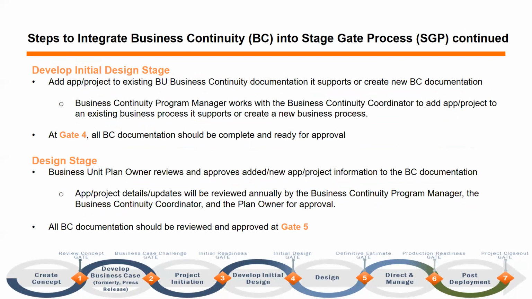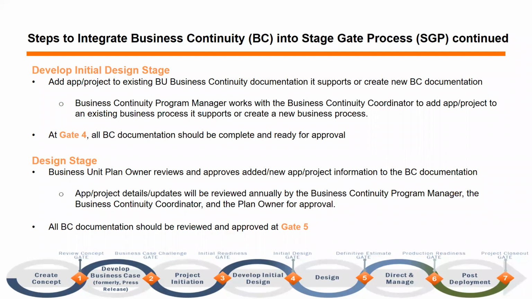And then at the stage gate 4, develop initial design stage, we'll add the application or the project to the existing business continuity documentation it supports, or create new business continuity documentation. The business continuity program manager, myself, works with the business continuity coordinator in the business unit to add the application or the project to the existing business process it supports, or create a new business process. At gate 4, all business continuity documentation should be complete and ready for approval.